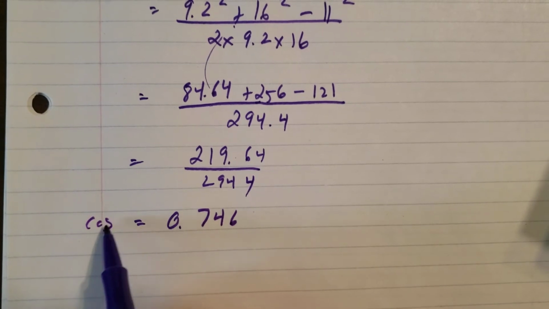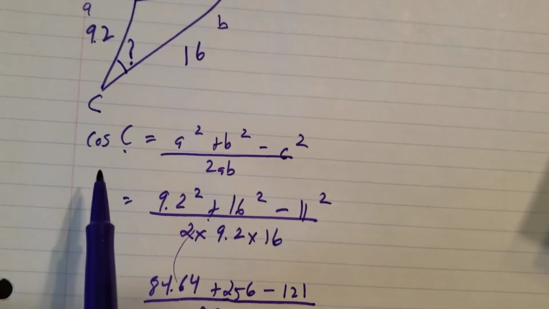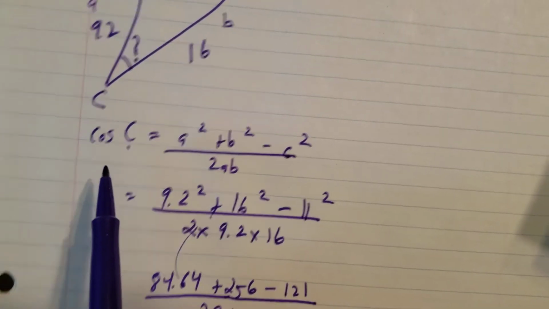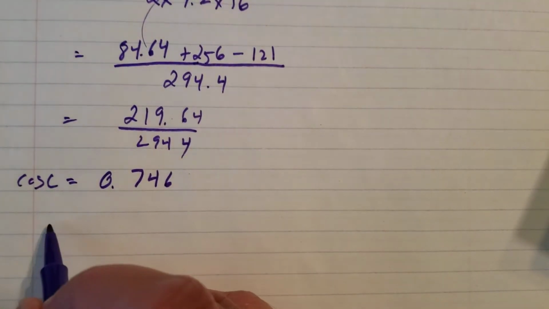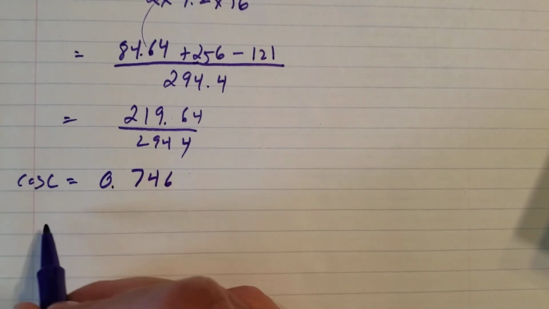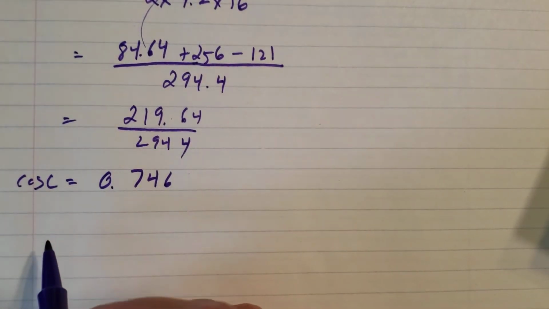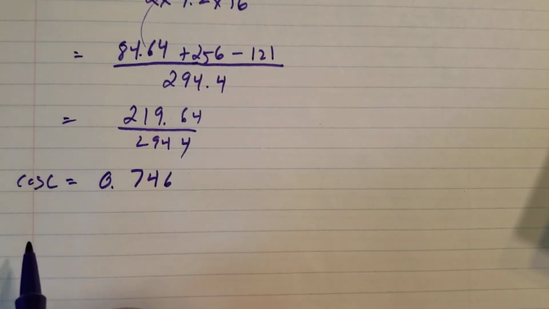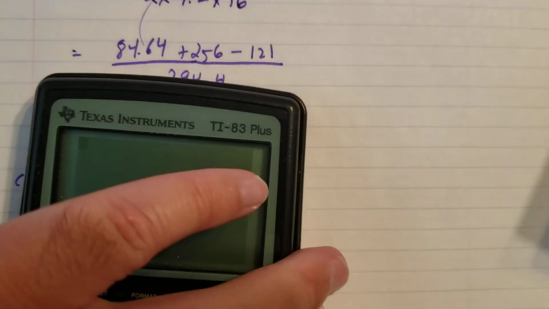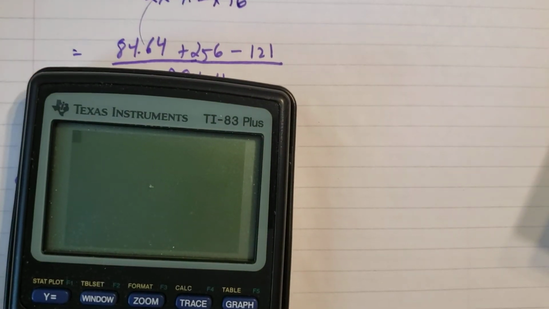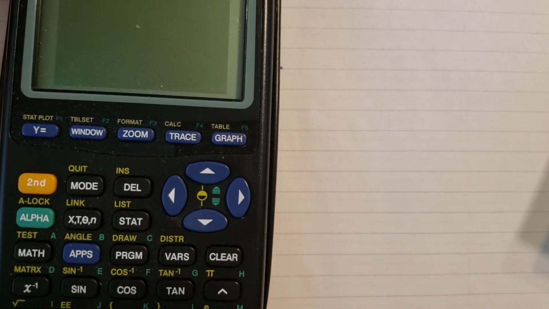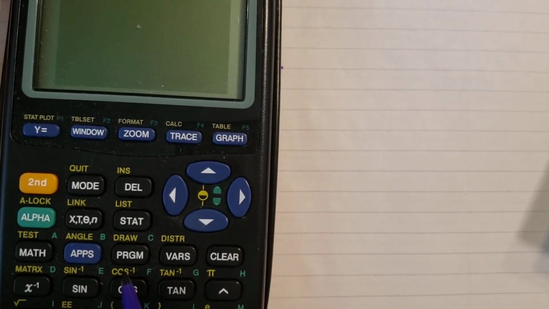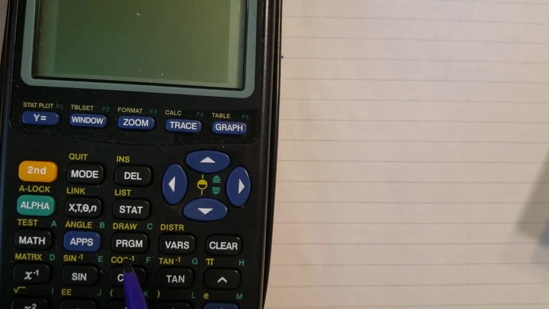Now this is equal to the cosine of c, right? Notice up here, cos c is here, not just c. So just like when we were doing our sine law, when we're doing the cosine law, we're going to have to use the inverse cosine to find an angle. So what I'm going to have to do is take my calculator. My cosine button, you can see, is right here. Just above it, you can see I've got the inverse cosine right there.